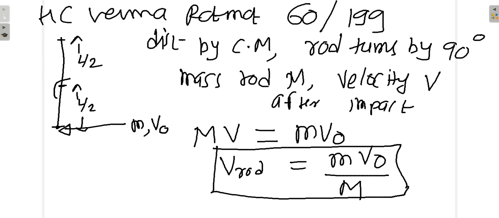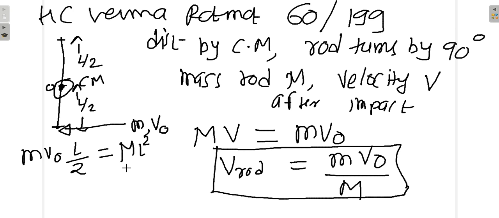So now let us use the conservation of angular momentum. We are going to take angular momentum about the origin or midpoint of the rod, because the center of mass lies here. So what is the initial angular momentum? m into v0 into L by 2. This angular momentum is equal to I omega. I of a rod is M L square by 12 into omega.